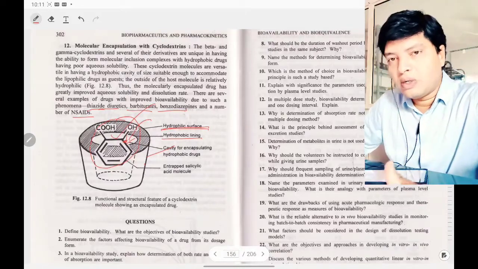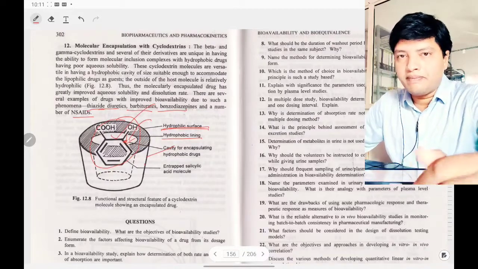So this completes your methods of increasing solubility. I hope you understand.